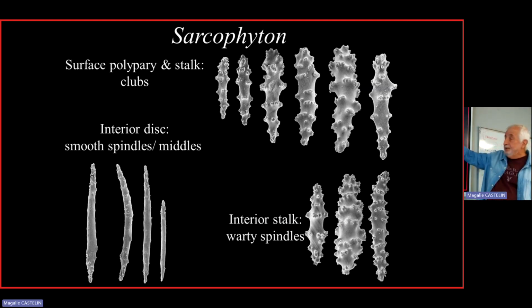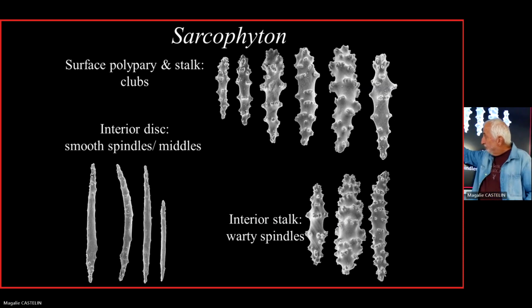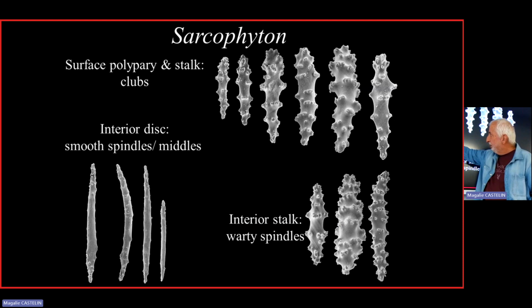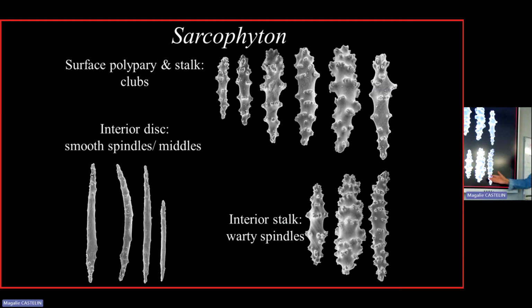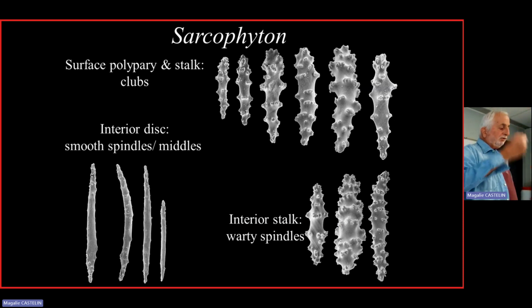A range of clubs on the surface of the disc, on the surface of the stalk. Inside the disc, the fleshy disc, there are mainly very smooth needles. In the interior of the stalk, you get warty spindles. And there are lots of them. Structurally, all of them are embedded in the mesenchyme, providing mechanical strength to the structure, to the colony.